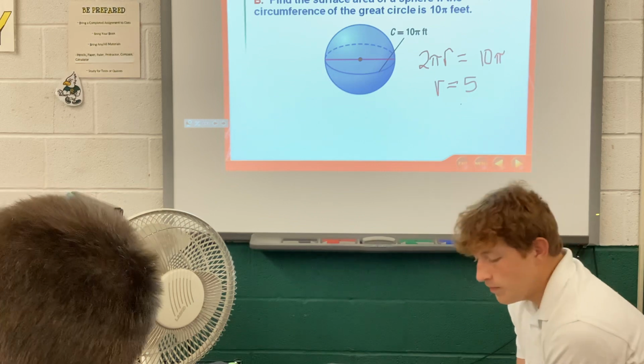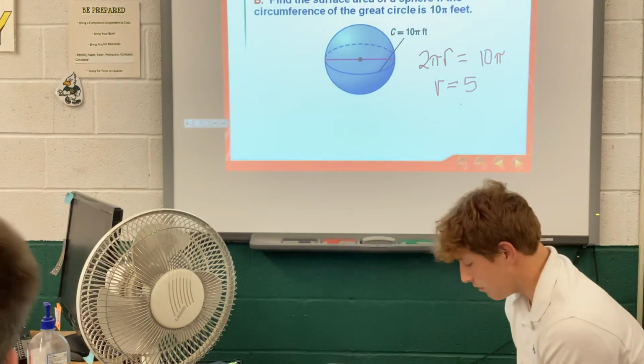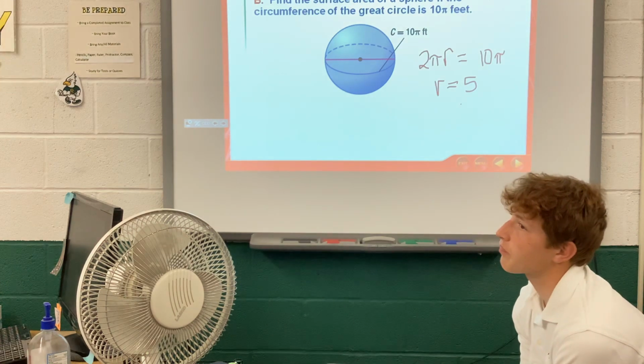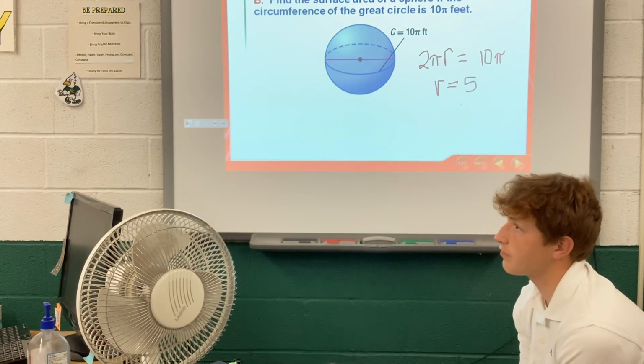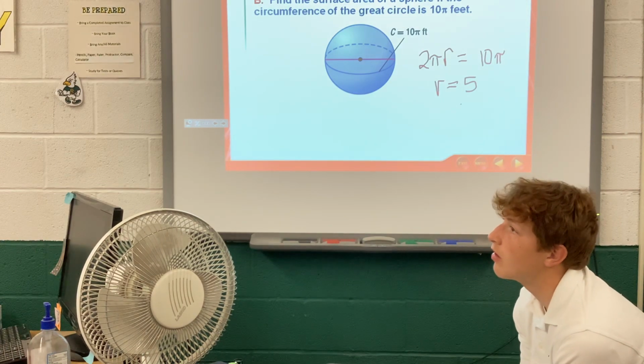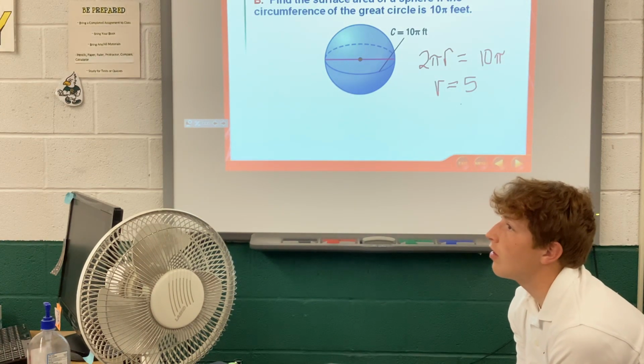In that case, you could do pi d and figure out what your d was. Then you would have gotten 10, and then you would have taken 10 divided by 2. So you just have to find a radius somehow. Even if you like pi d, you can still get the answer.